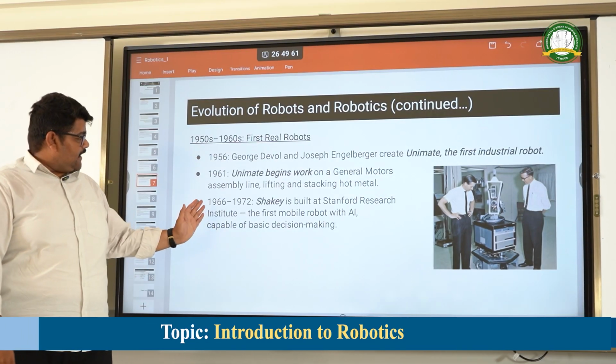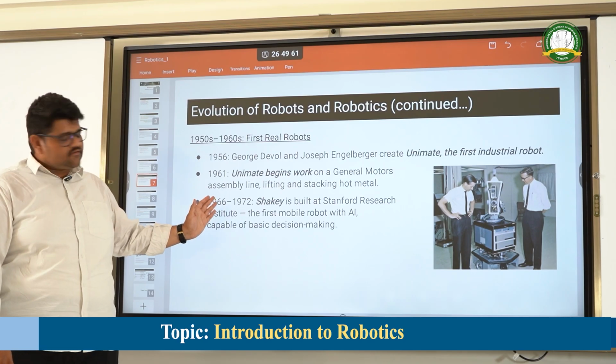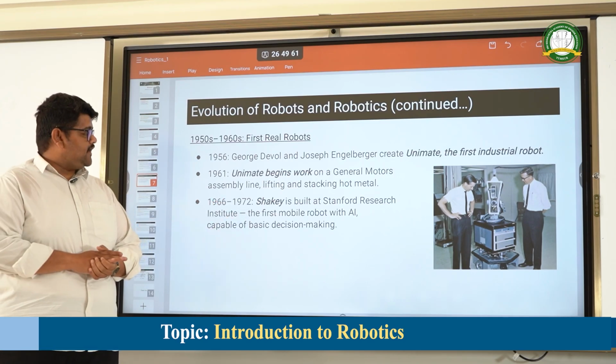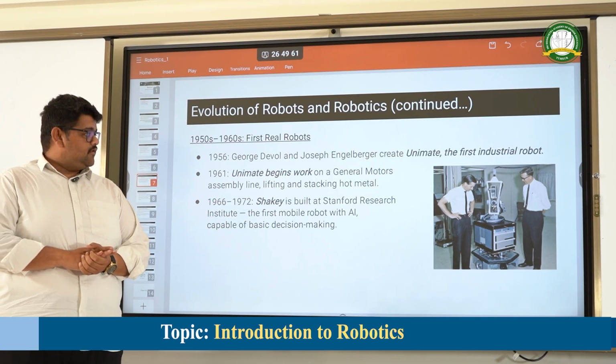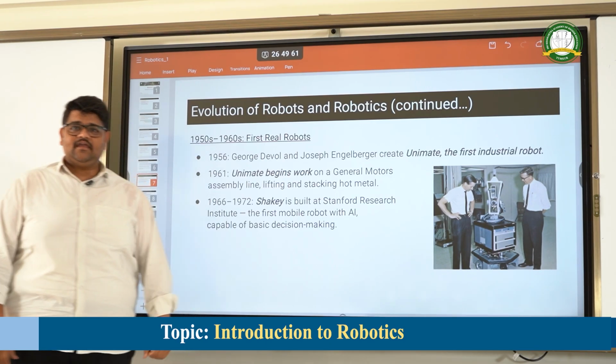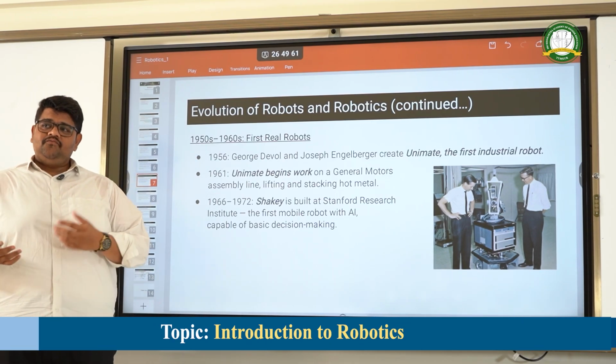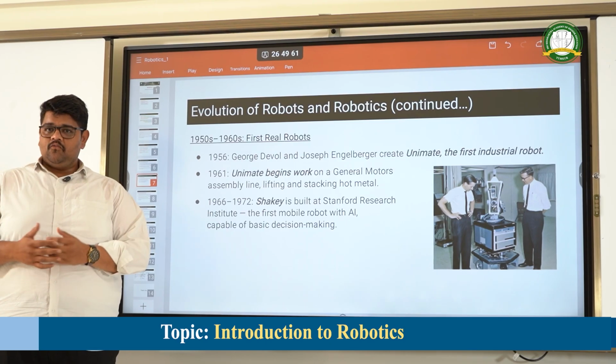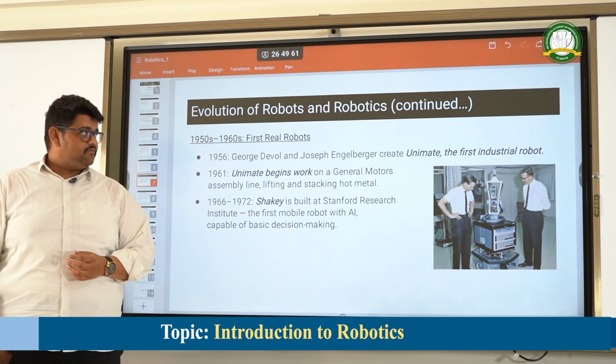After that, from 1966 to 1972, exactly, Stanford scientists built a robot called Shakey. Shakey was the first mobile robot with some artificial intelligence features.